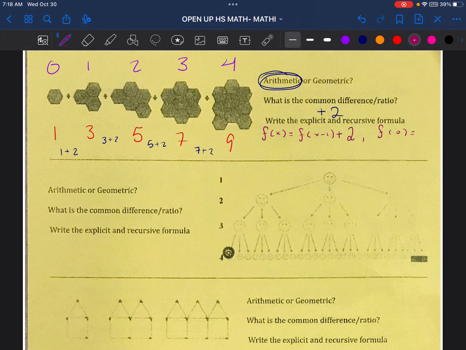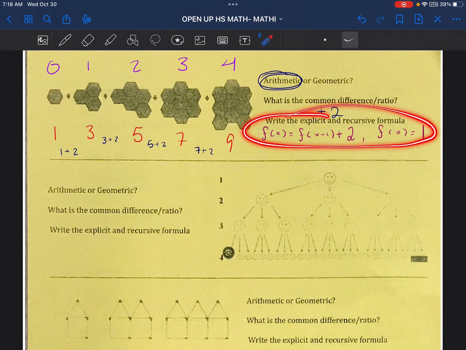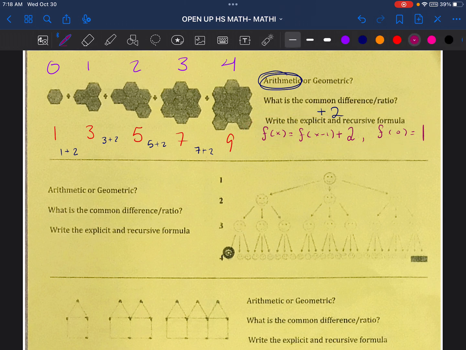Okay, so far so good. Now I also need to know, what's my first term? What is my 0th term? How many hexagons are there at the very beginning? It looks like I've got one little hexagon here. So the answer is going to be 1. Now this is a perfect, beautiful, excellent recursive formula. We are done with that one.